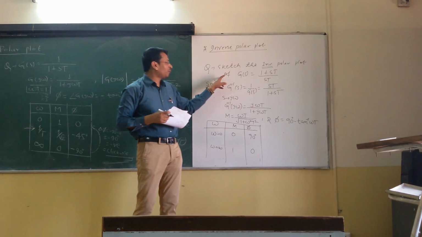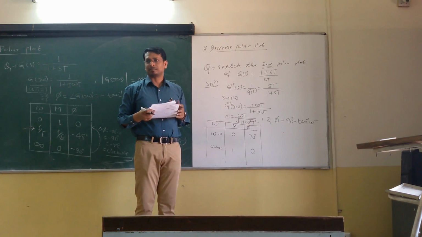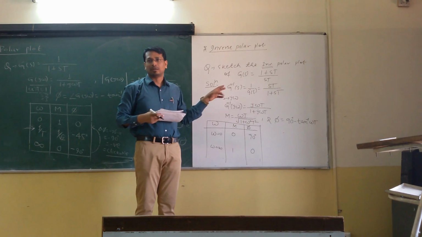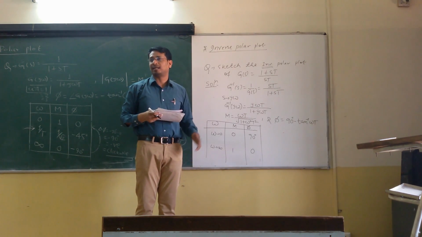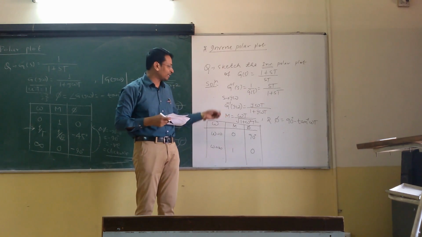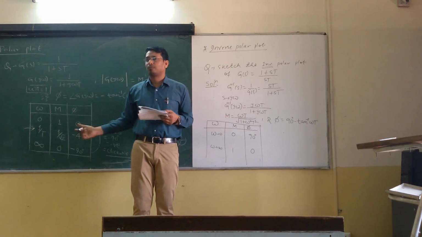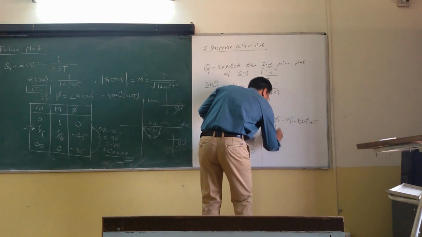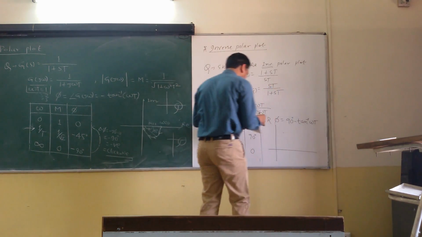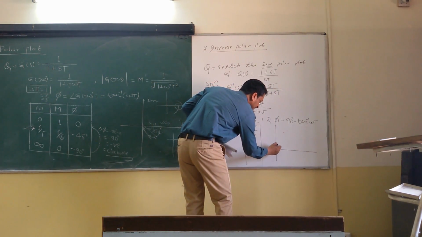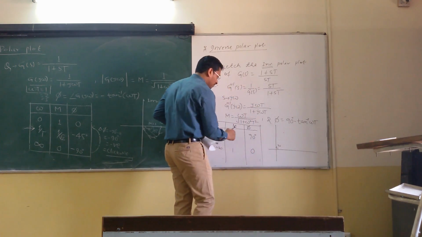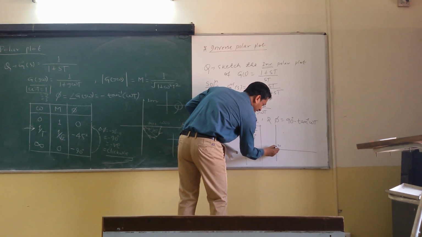So the inverse polar plot is nothing but you have to take the inverse of your transfer function. Just your numerator will become the denominator and the denominator will become the numerator, and the rest of the analysis is similar to the polar plot. So let us try. At omega equal to 0, the angle is 90 degrees and the magnitude is 0. So your graph is going to start like this.